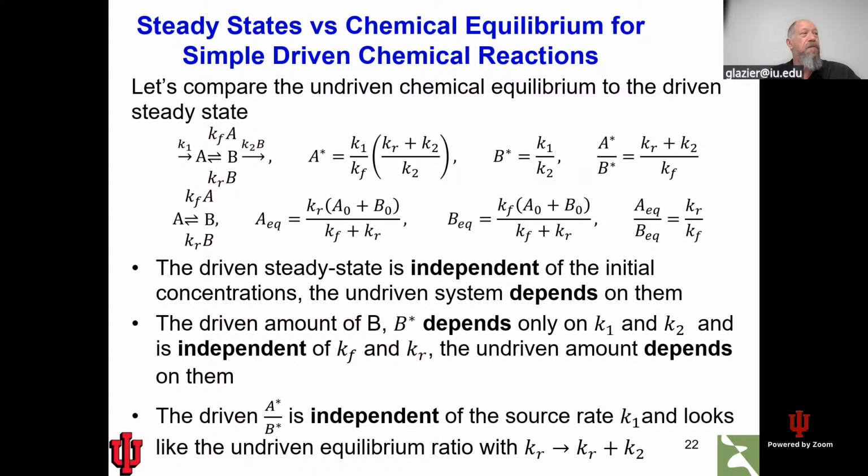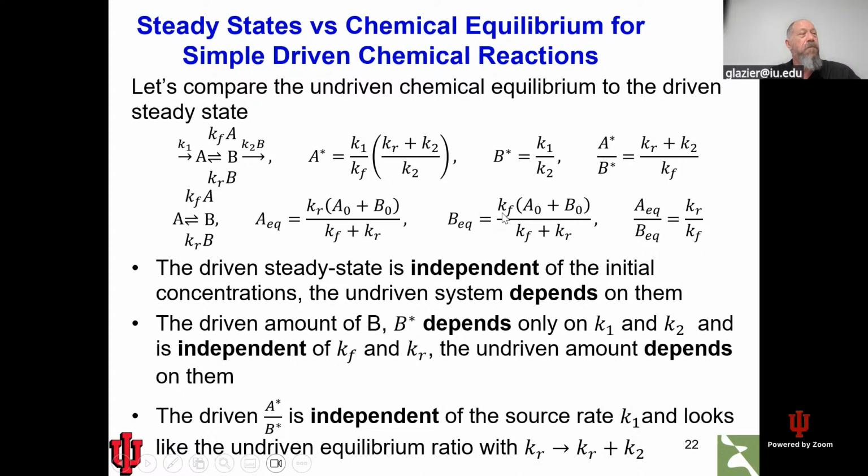You might expect that if the forward rate Kf were bigger, B star would be bigger. It's not. A star does depend on all of those things. You'll notice that A star and B star do not depend on the initial values of A and B. They're independent of the initial conditions. If I look in the closed system, on the other hand, the A equilibrium depends on the initial amount of A and B, and the same for B equilibrium.